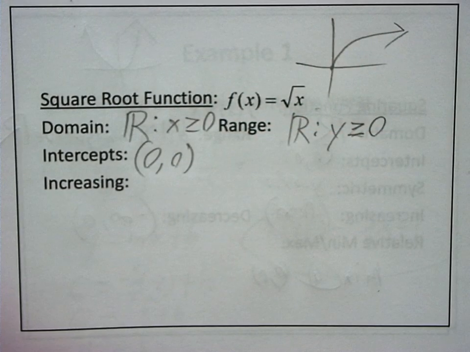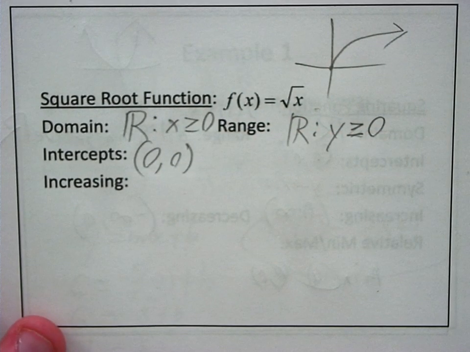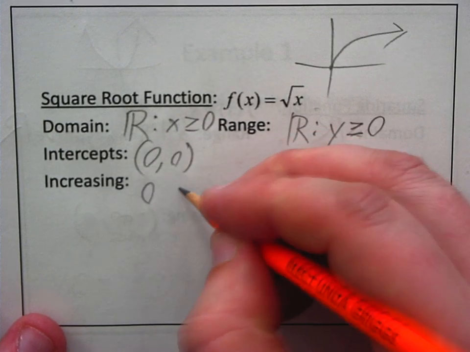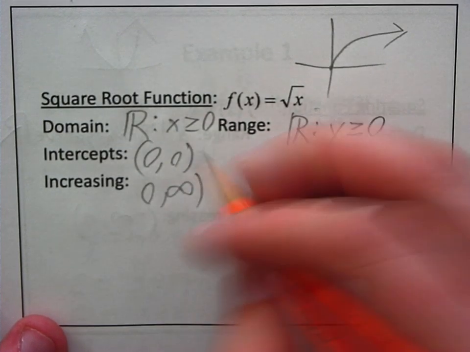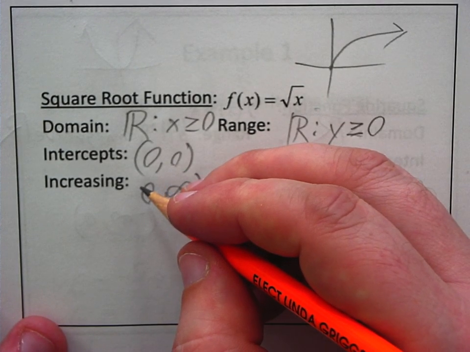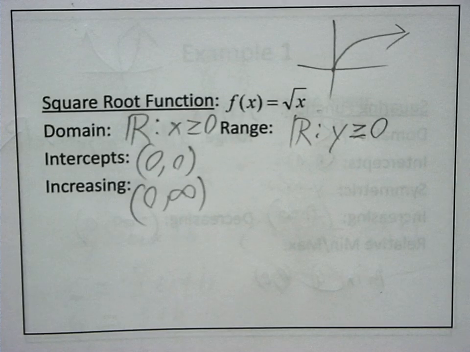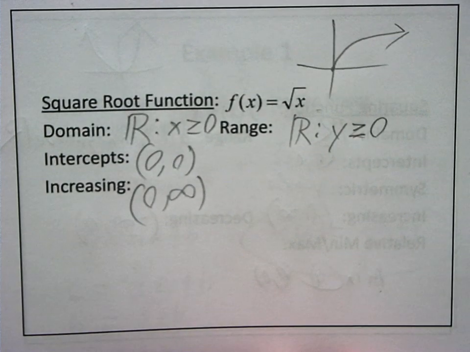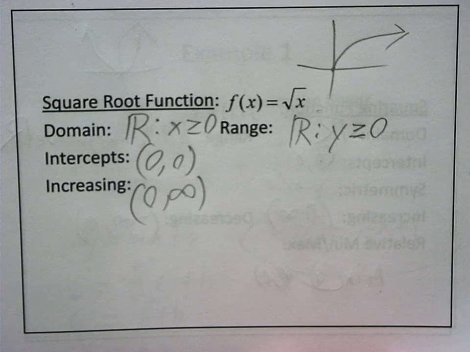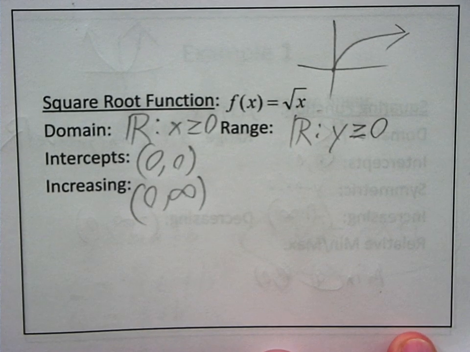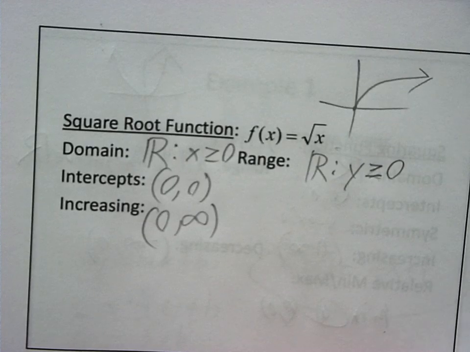When is this thing increasing? 0 to infinity. They say use parentheses. That's one where I'd argue you might be able to make an argument for brackets since it's not doing anything to the left, but they still use a parentheses when you're talking about increasing, decreasing for that one. Okay? Good so far?